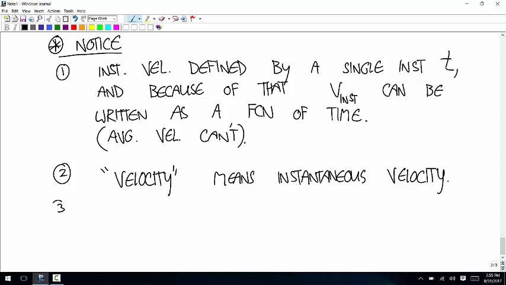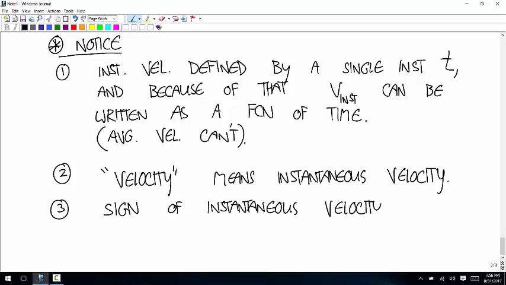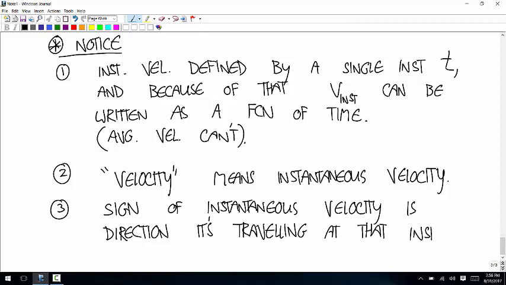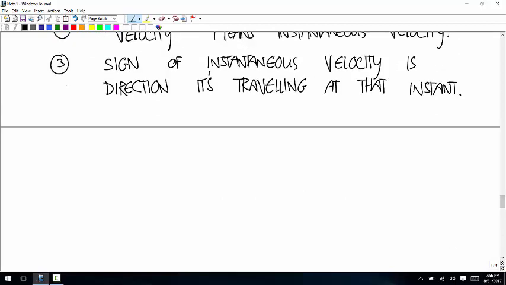The third thing, the sign of the velocity, of the instantaneous velocity, is the direction it's traveling at that instant. So if a velocity is negative 50 meters per second, it means that at that instant it's moving in the negative direction.